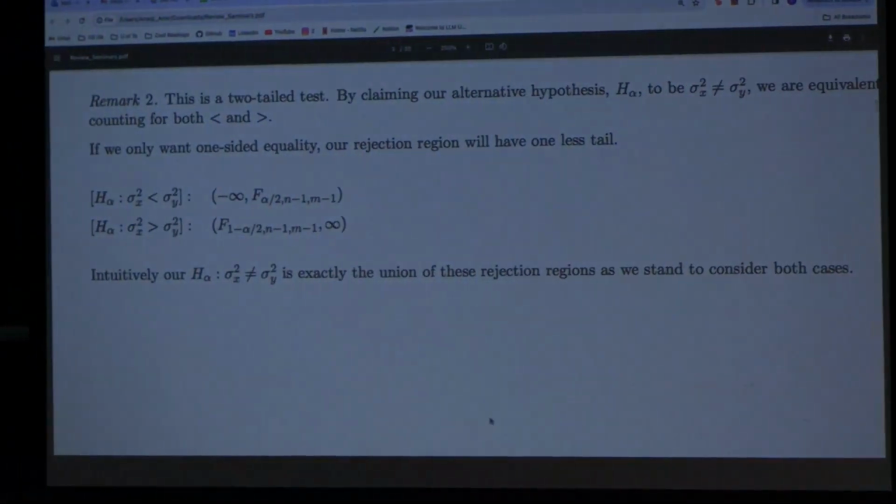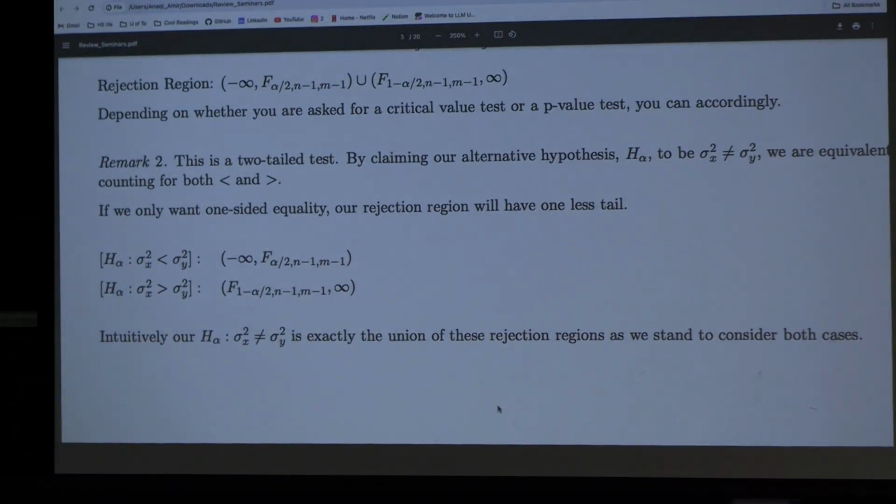But intuitively, it makes sense that when we want to consider either of these, we're combining the rejection regions, but then we're accounting for too little of our data, and so we instead expand our regions and account for alpha over 2 instead of just regular alpha.